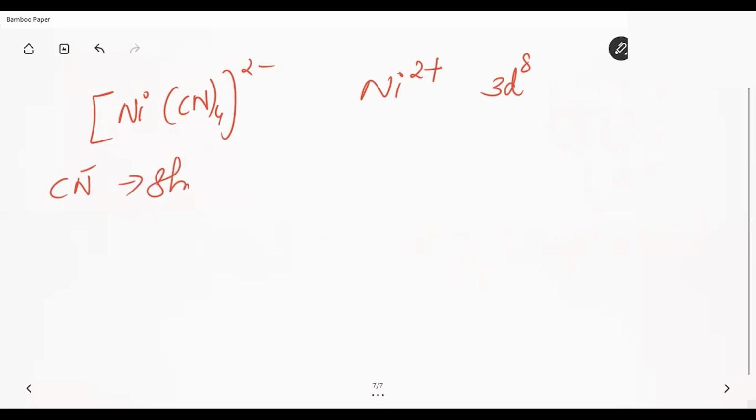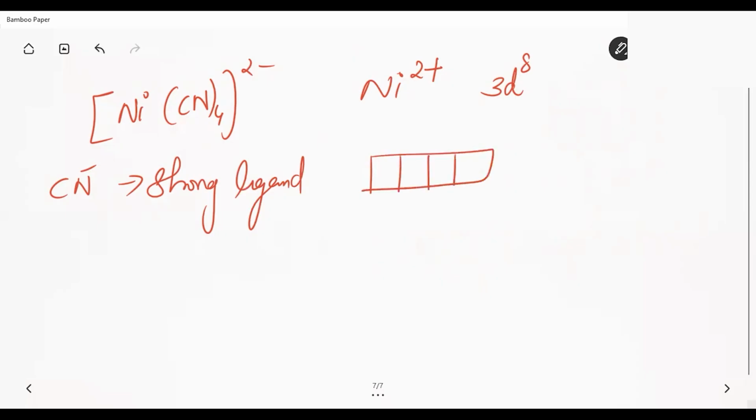Ni(CN)4 2 minus. Here, same, nickel is in plus 2 oxidation state, right? That is 3d8. But what is here? Cyanide, CN minus. That is a strong ligand. So what you have to do? You have to pair it up. That is the thing you have to keep in your mind.